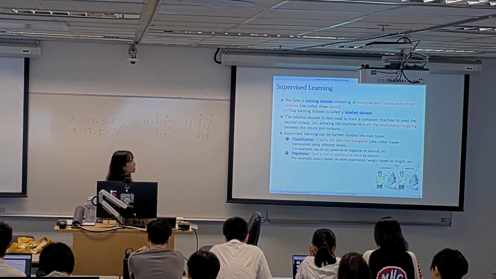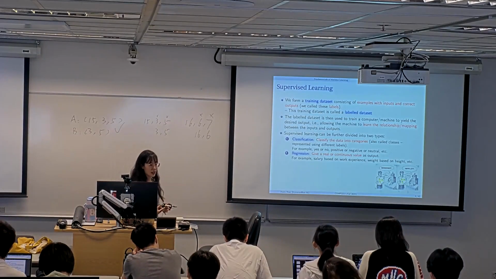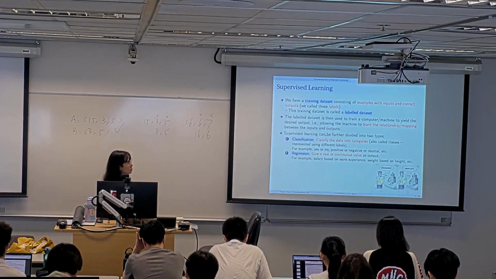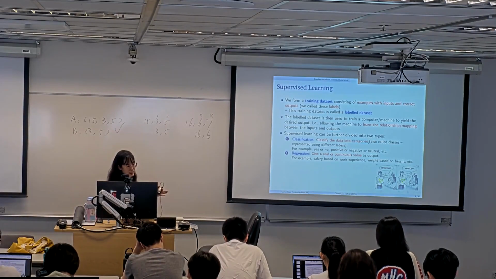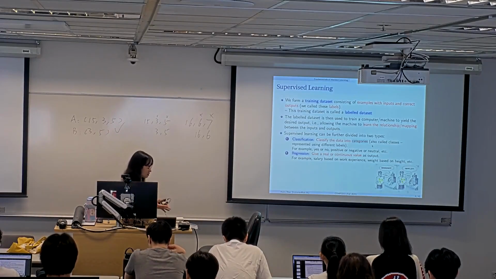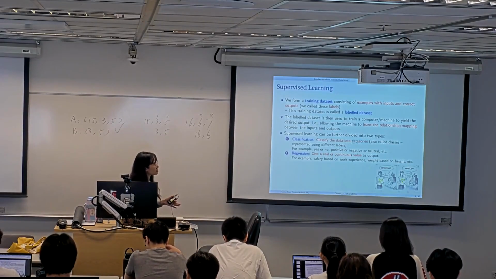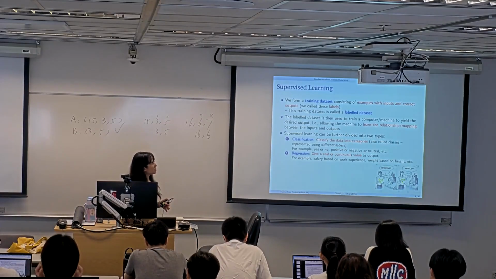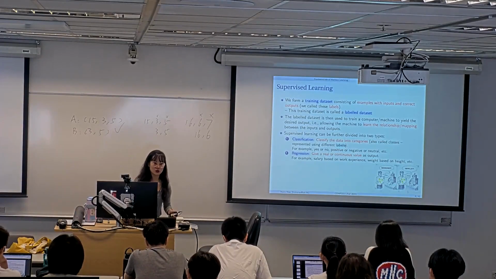Then we can further divide supervised learning into 2 types. Classification. Classification is to classify the data into categories. The categories, we also call them classes, represented using different labels. So you may see that actually we use these terms interchangeably: category, class, and labels. Basically, they just refer to the same thing.